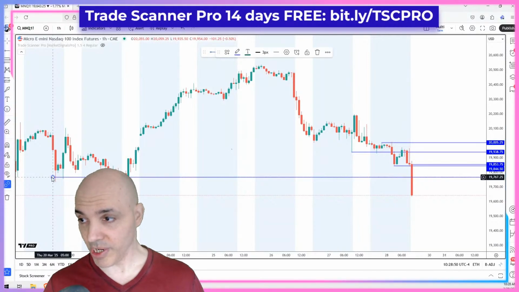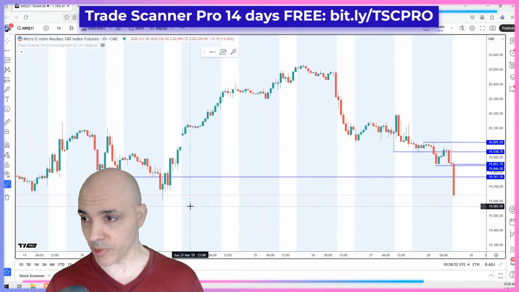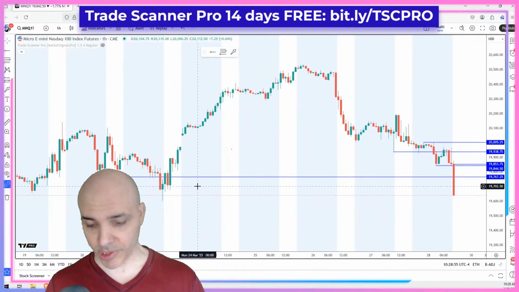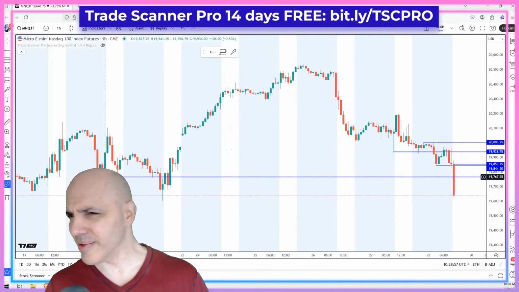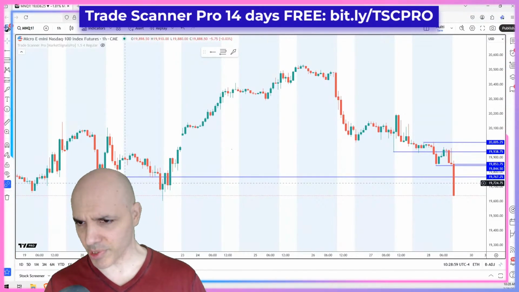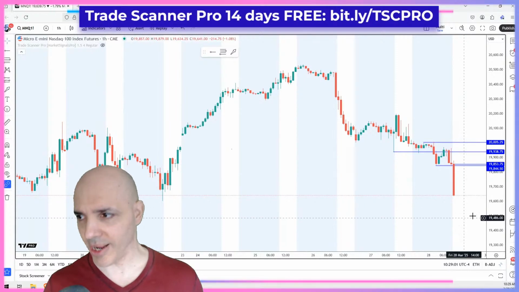In the next couple of hours, here's a level over here too. See this? It's an old support. That might be a good new resistance to go by. What level is that? 19,756, so the 19,750 area.